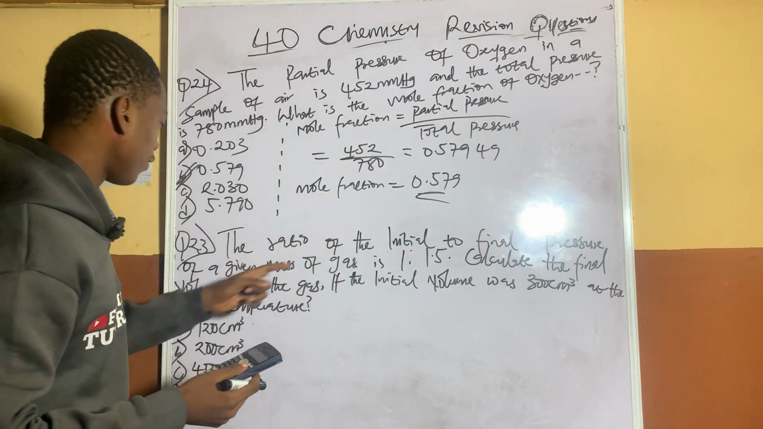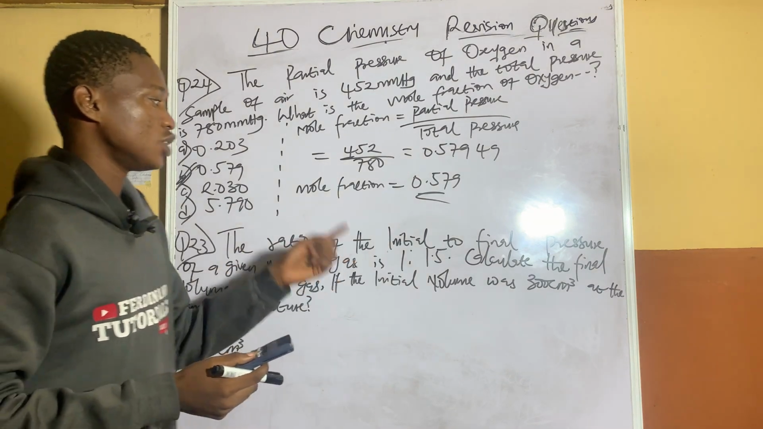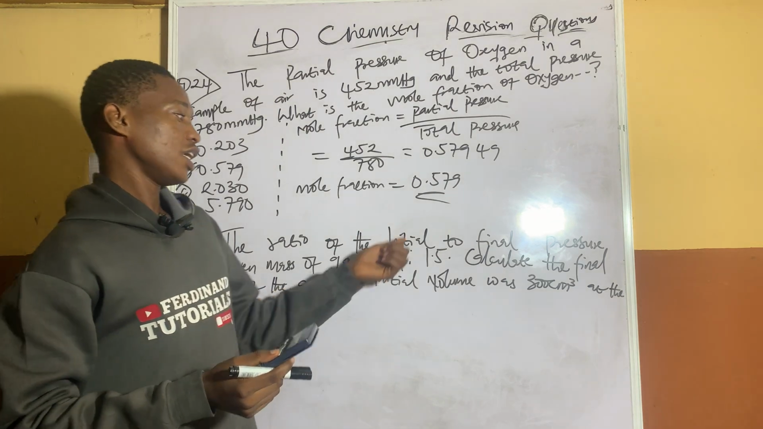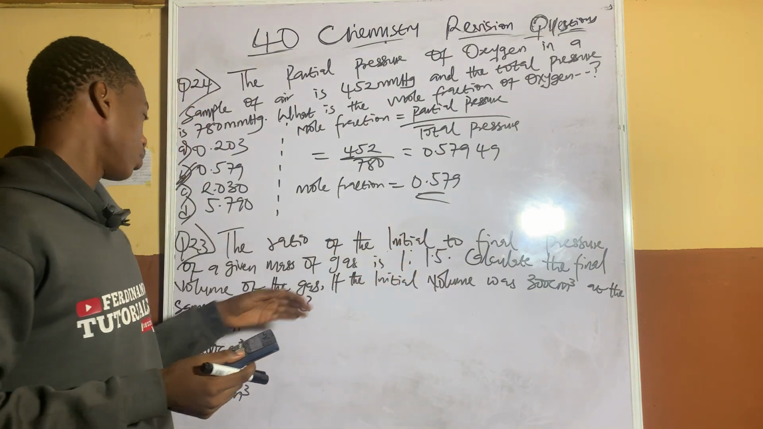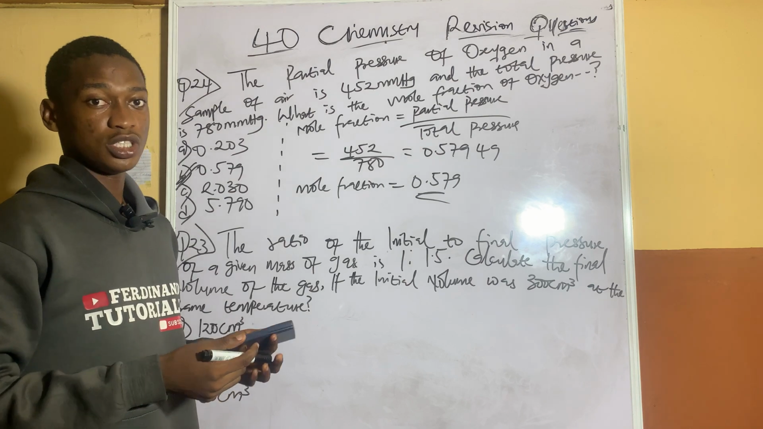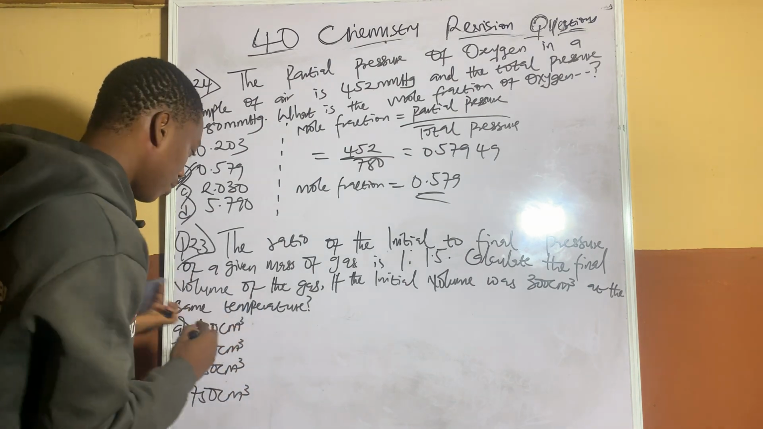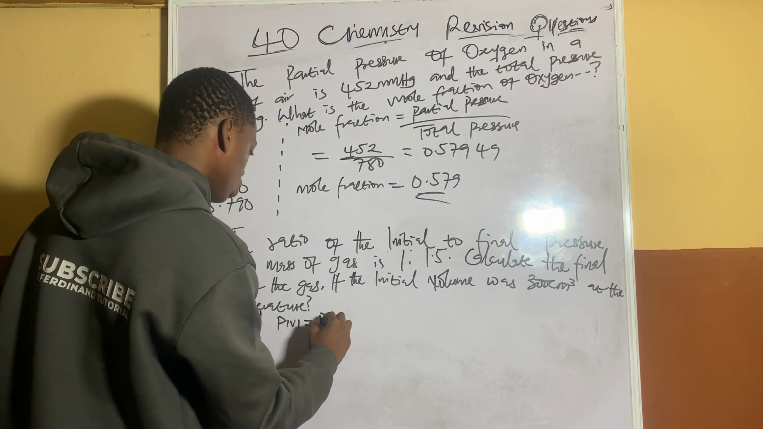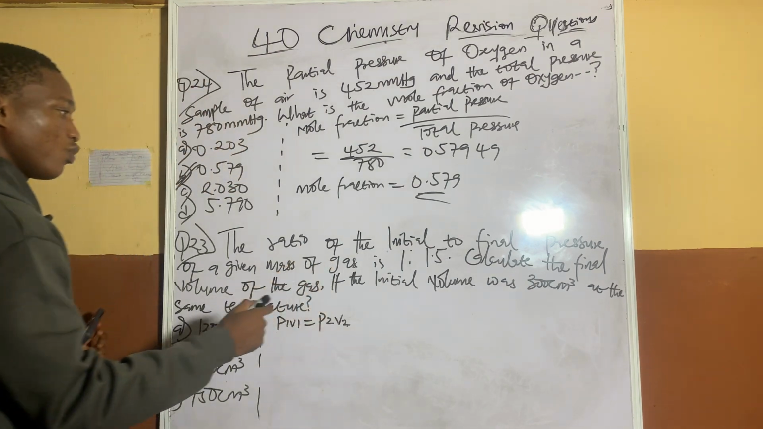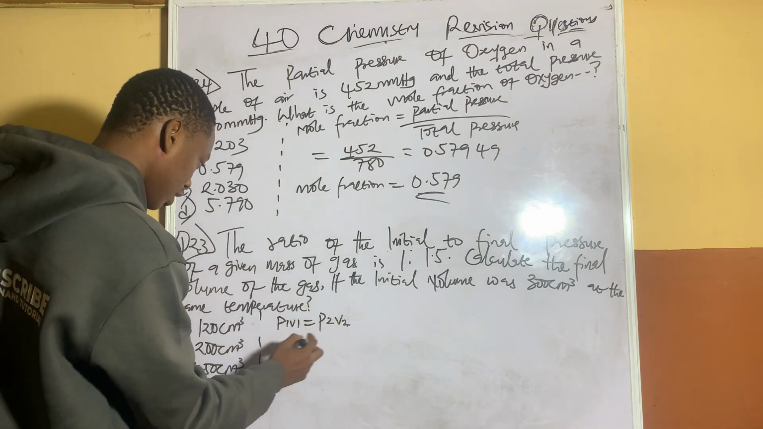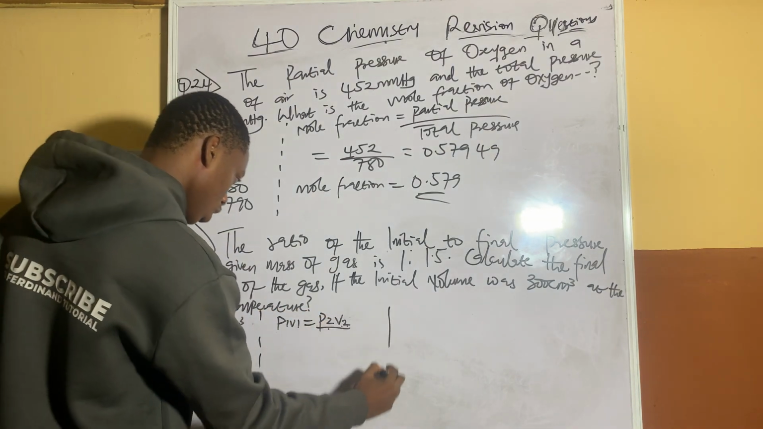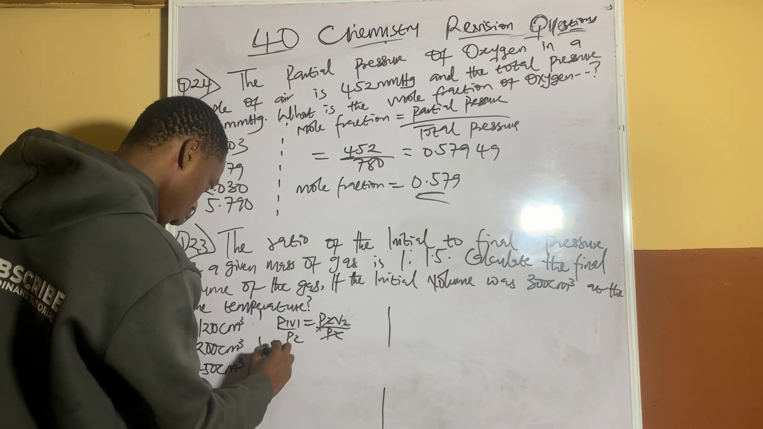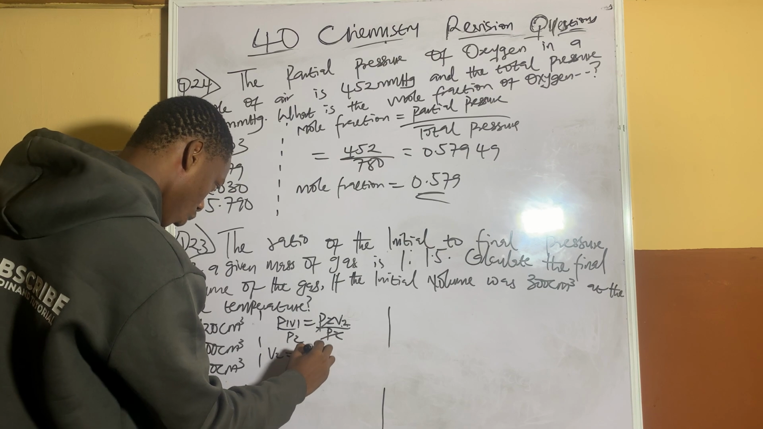Now, if we come to question 23, it says the ratio of the initial to the final pressure of a given mass of gas is 1:1.5. Calculate the final volume of the gas if the initial volume was 300 cm3 at the same temperature. So this is Boyle's law, pressure and volume. In Boyle's law, we say that P1V1 is equal to P2V2. What are they asking us to find? The final volume. So we divide by the coefficient of V2, which is P2. So V2 is equal to P1V1 all over P2.